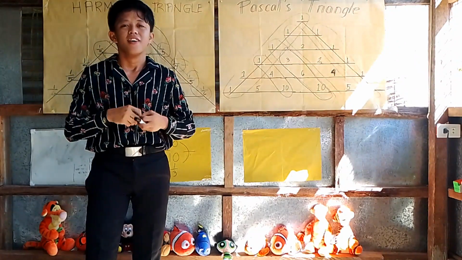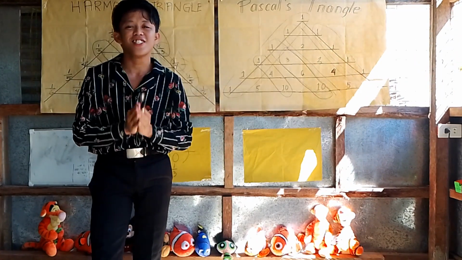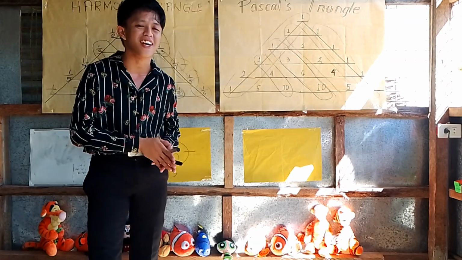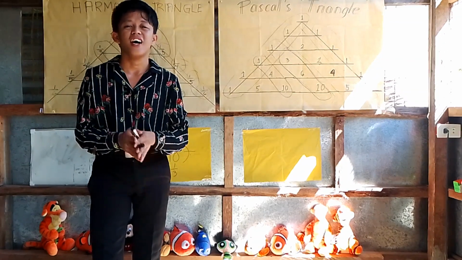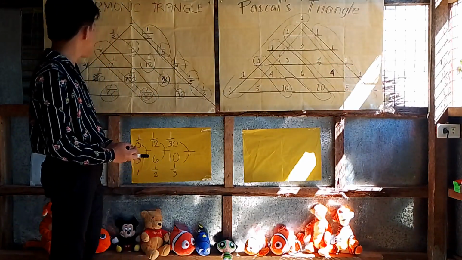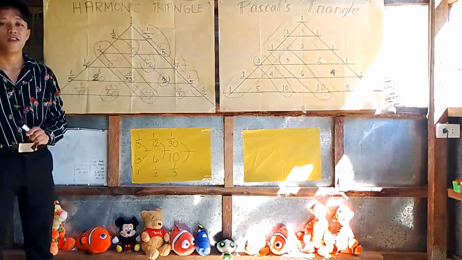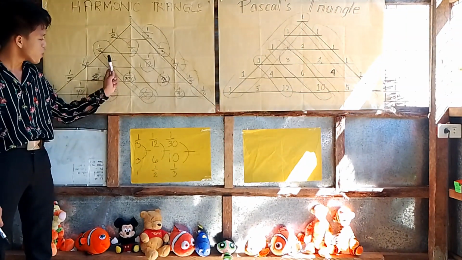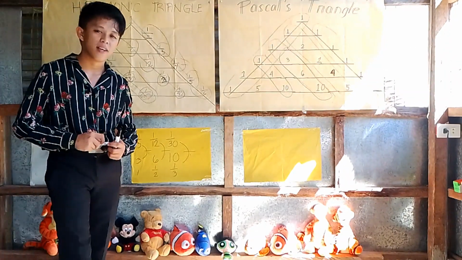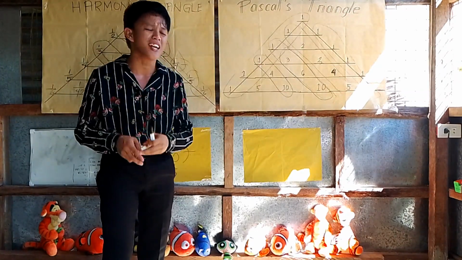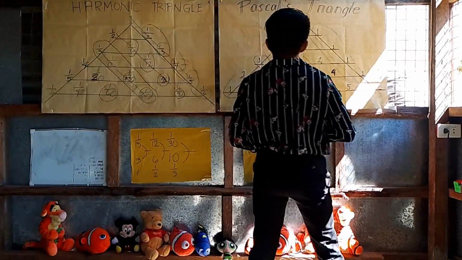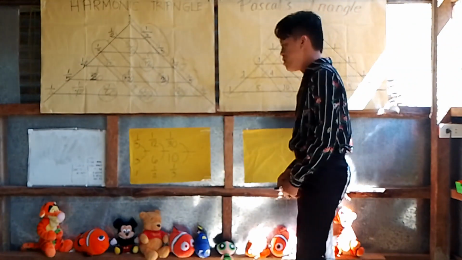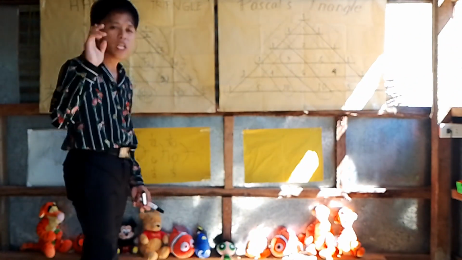So, in the harmonic triangle, each column is formed by taking the quotient of the first column with the corresponding column of the alternative triangle. For example, the column 1/3, 1/12, 1/30, and so forth. Simply, we divide by the third column of Pascal's triangle, which is 3, 6, and 10. Now, if we divide, this comes out.